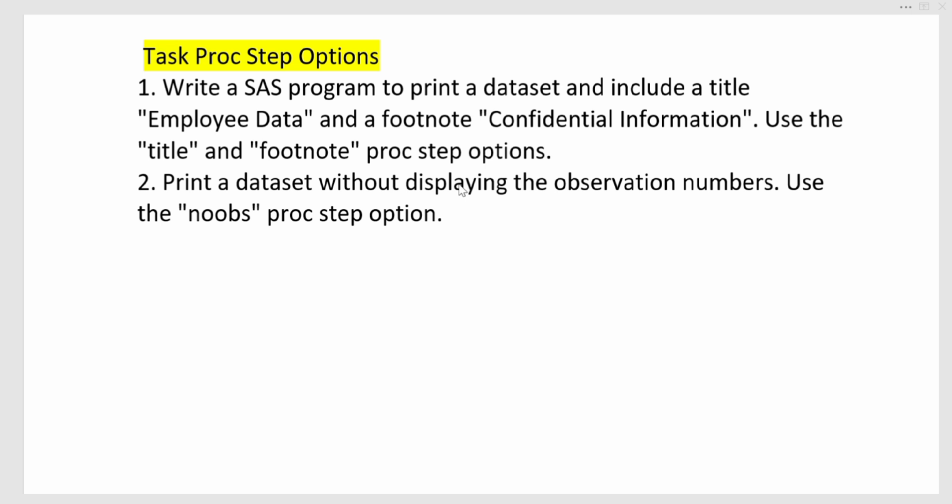Here a task is given for the proc step options. How many proc step options do we have? Four: title, footnote, no OBS, and double.